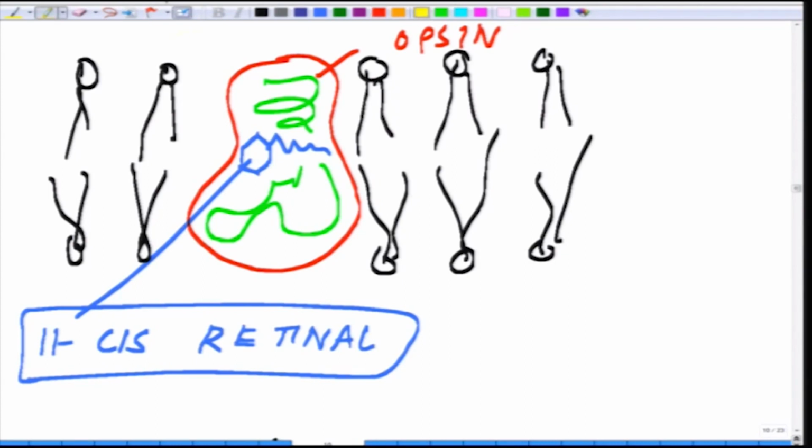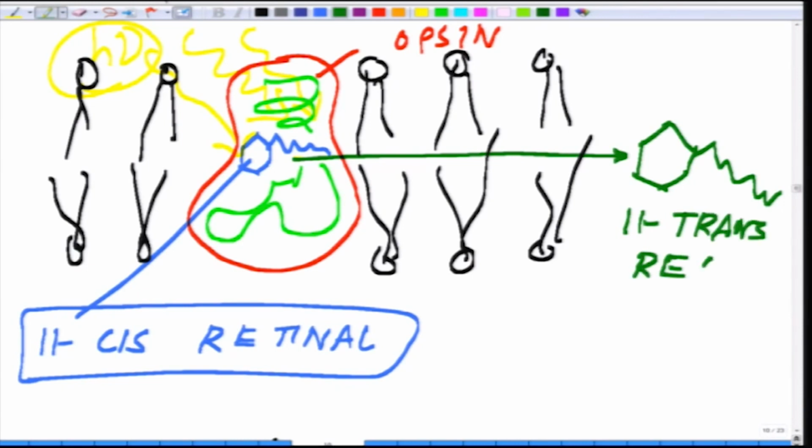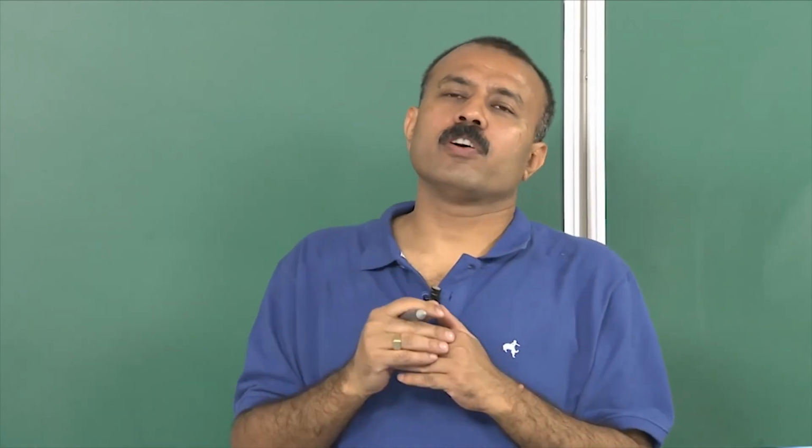So, now the light is falling. At this stage there is no light. Here the yellow thing shown by h nu is when the light is falling. When the light is falling, this 11-cis retinal you see here is transformed into all-trans retinal. So, the cis bond becomes a trans bond when the light falls on it.